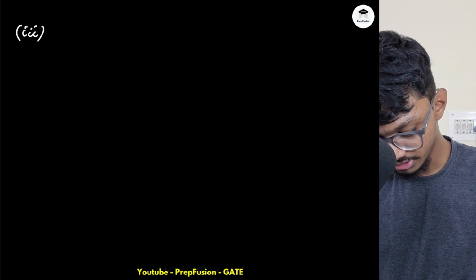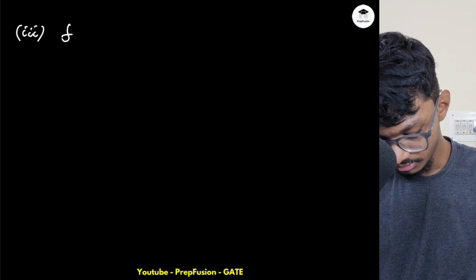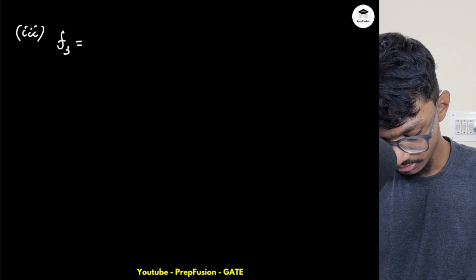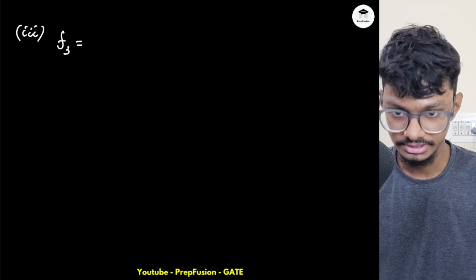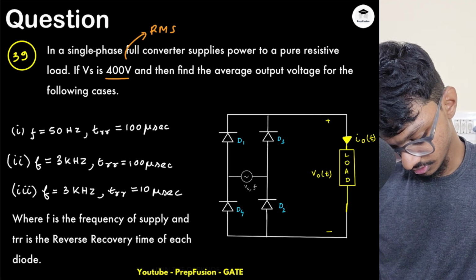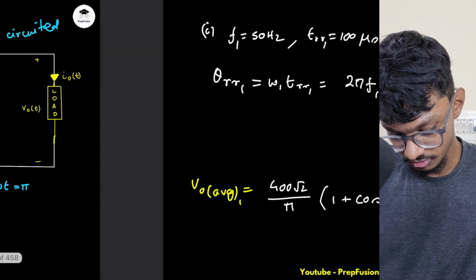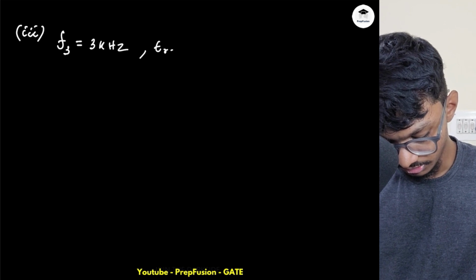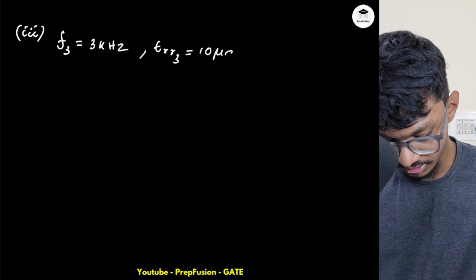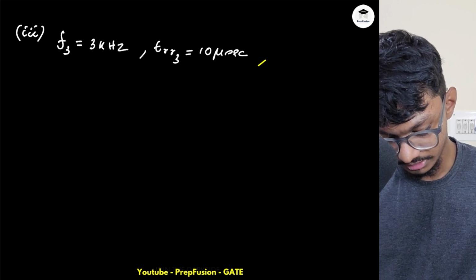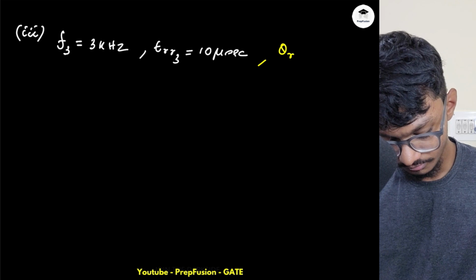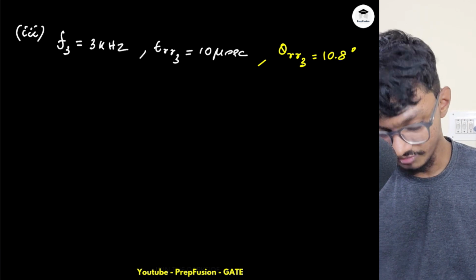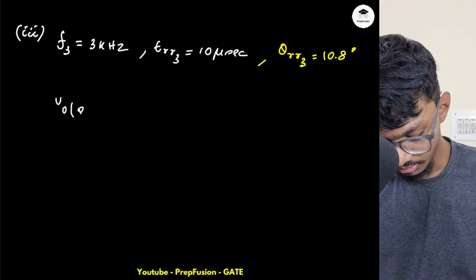So in the third case, your F3 is 3 kilohertz only, but your TRR has reduced by 10 times, to 10 microseconds. So obviously I can say that my theta RR3 is 10 divided by the previous case, that is 10.8 degrees. So obviously my VO will improve a lot.